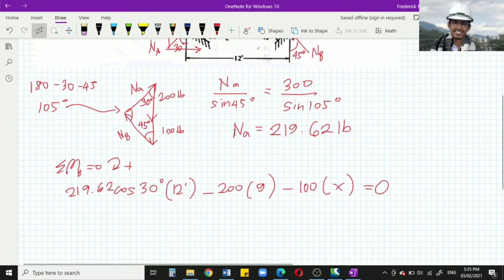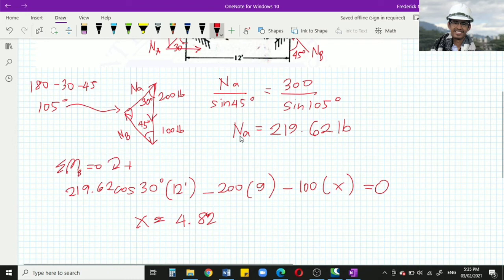So masosolve na natin yung value ng ating X. So that will be X is equal to 4.82 feet.